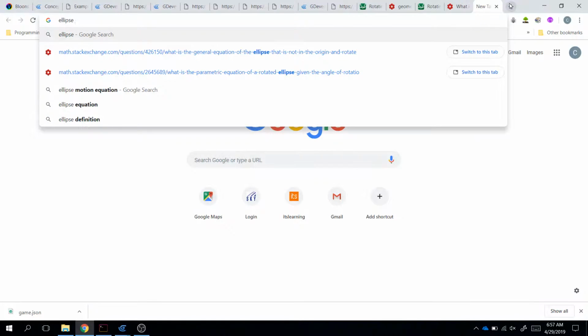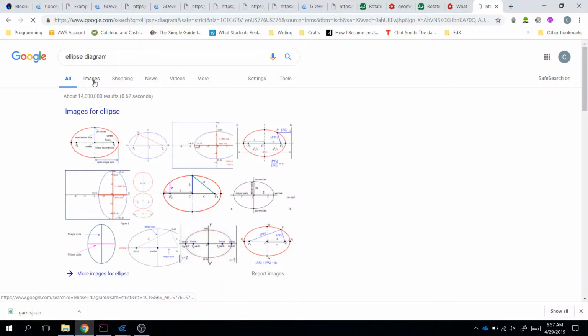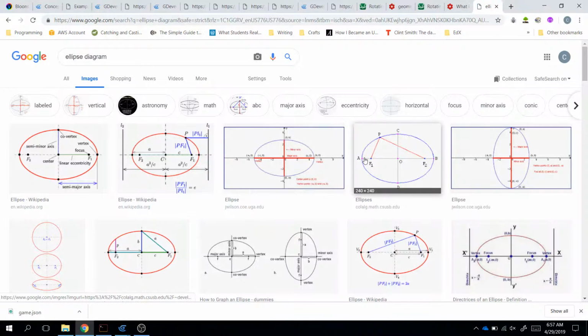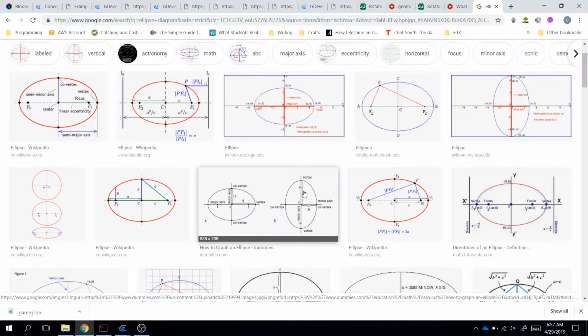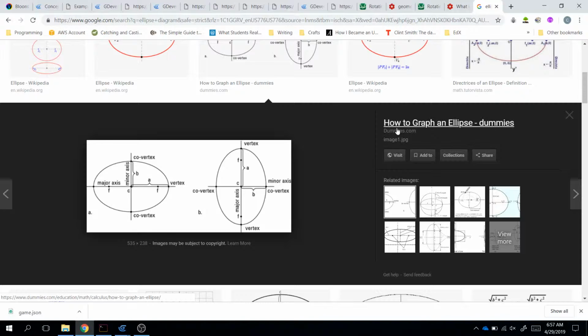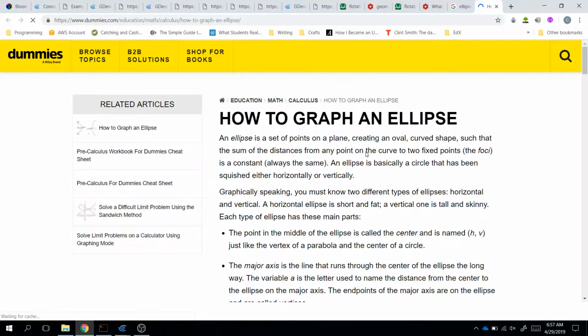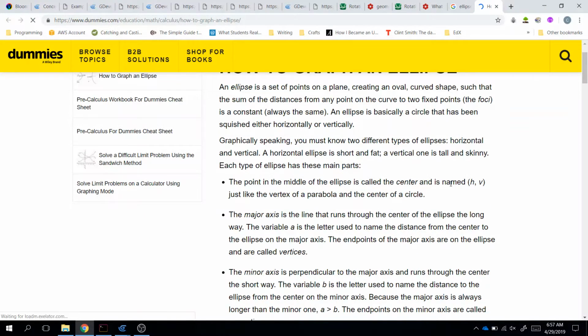look up an ellipse actually. Ellipse diagram. Alright. So a lot of times we have, here's a vertical one, and here's a horizontal one. I think this might be good. How to graph an ellipse. Alright, you can go ahead and read this.